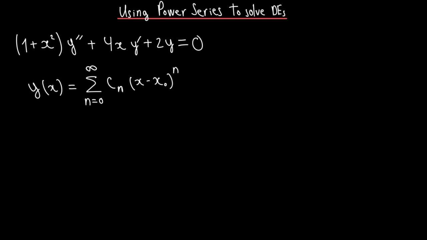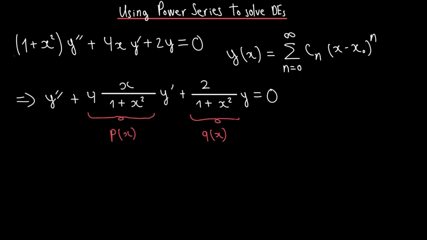And to see what these conditions are, what we first need to do is write our differential equation in standard form. So here we're supposed to have 1 as a coefficient for the second derivative. And we do that by dividing by 1 plus x squared. And so this is the standard form of our differential equation. Indeed, we have a differential equation in the form y prime prime plus a function p of x times y prime plus another function of x, q of x, times y is equal to 0. And the requirement for using a power series solution is that p of x and q of x need to be analytic at the point x naught.